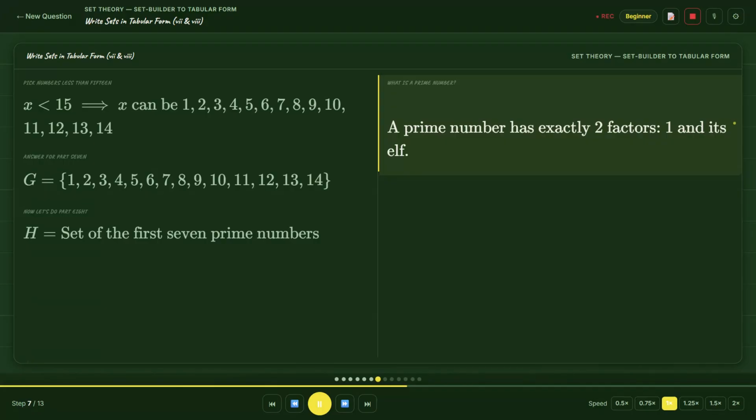A prime number is a special number. You can only split it into equal parts by 1 and by itself. No other number can split it evenly. For example, 5 is prime because only 1 times 5 gives 5.